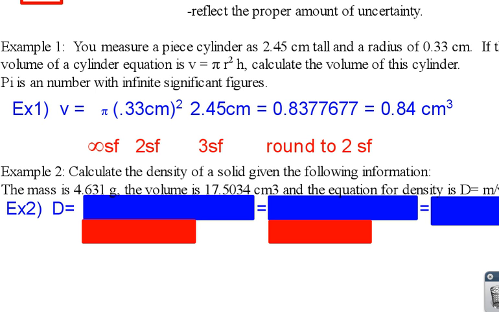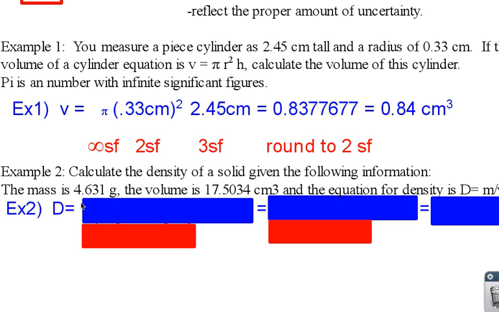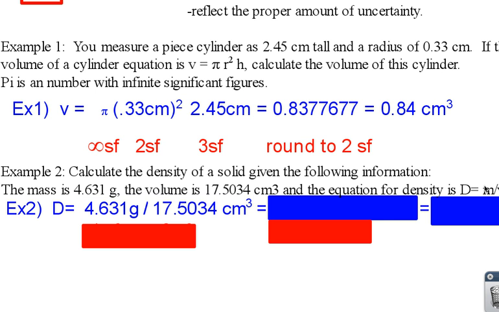In the example after that, we're doing the density of a solid. Now these values are much more accurate than the previous one. The mass is 4.631. And the volume is 17.5034. Those are really accurate, well-known values. So we're dividing them as mass divided by volume.